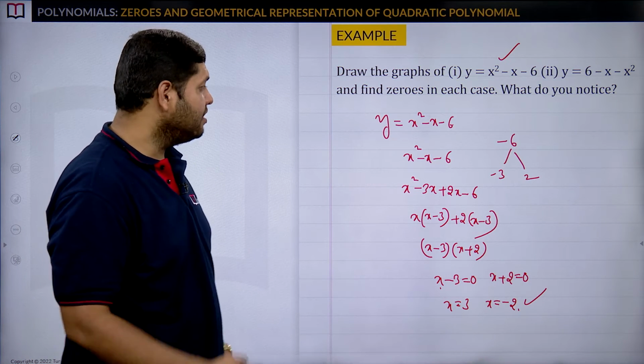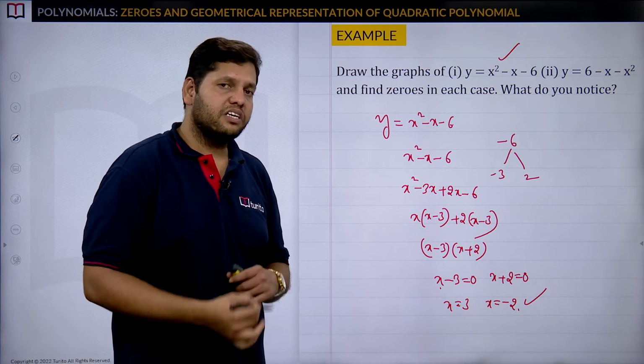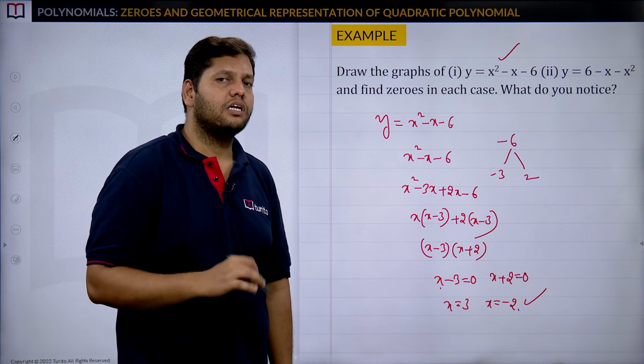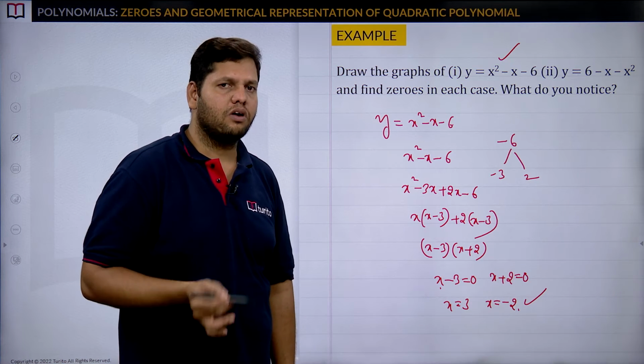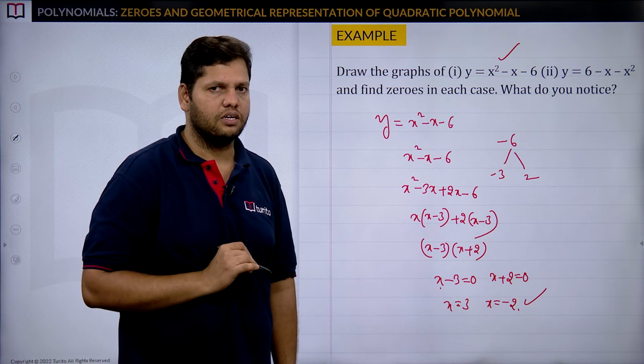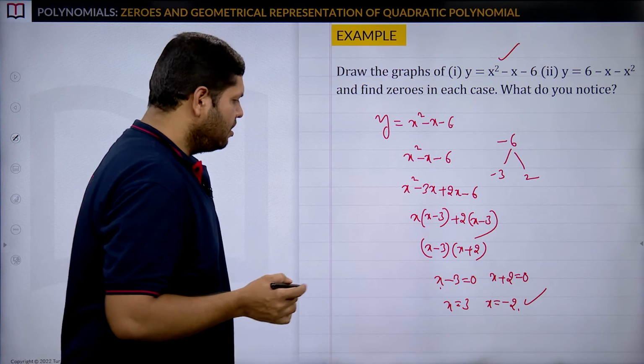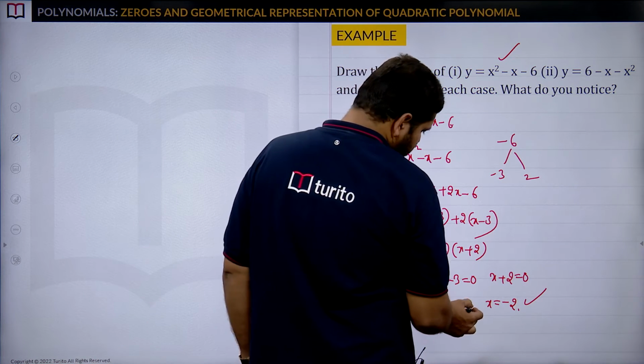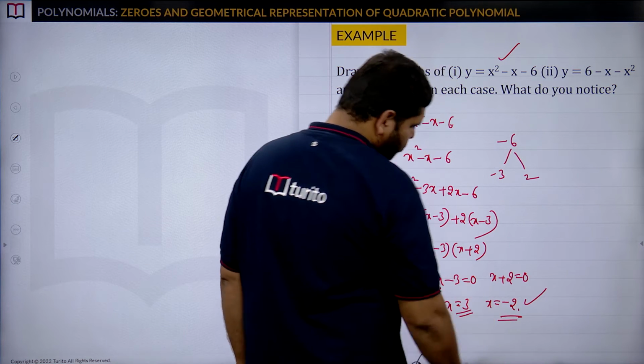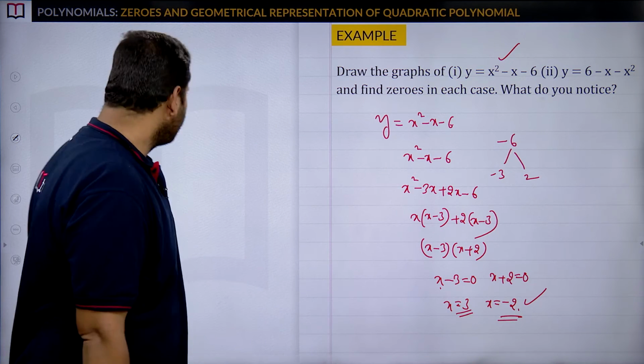This is finding theoretically. But the same zeros I want to find practically. Practically means by using the graph, otherwise we can say graphically. Okay, now let us do it, children. Remember the two zeros: one is positive 3 and one is negative 2. Now children, I am drawing the graph.